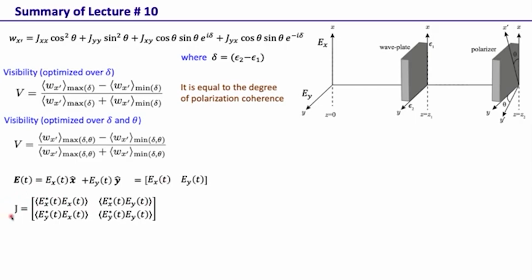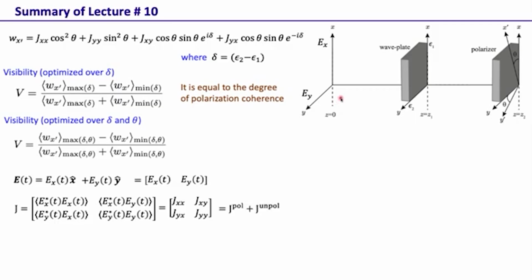So in the case of polarization, this becomes a 2 by 2 matrix, and this we write as Jxx, Jxy, Jyx, Jyy. Now Jxx, as we saw, is the intensity or the spectral density in the x direction, of the x polarization. Jyy is the intensity or spectral density of the y polarization.